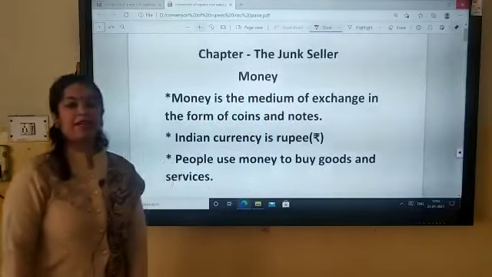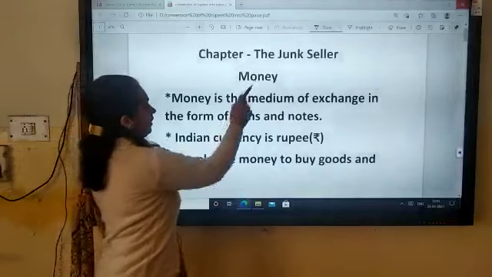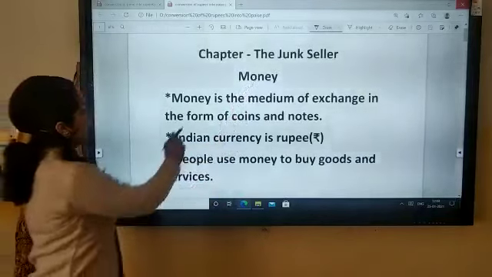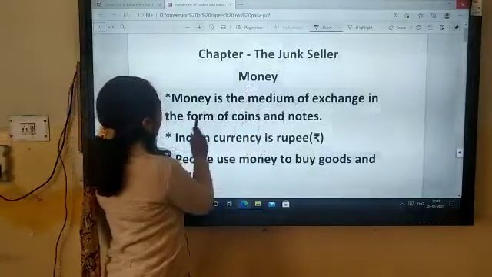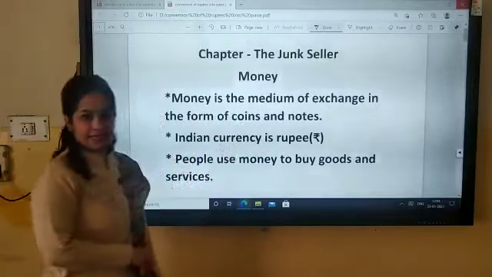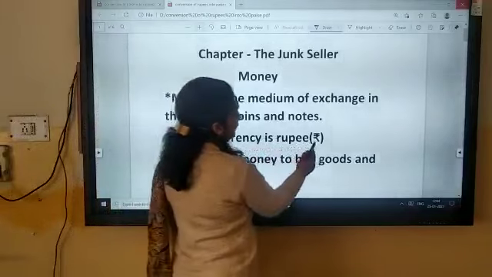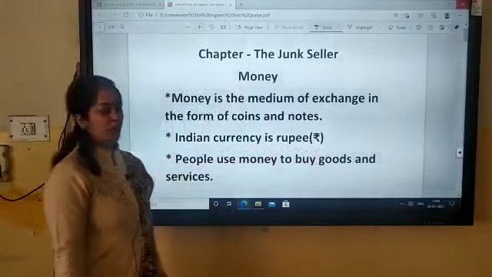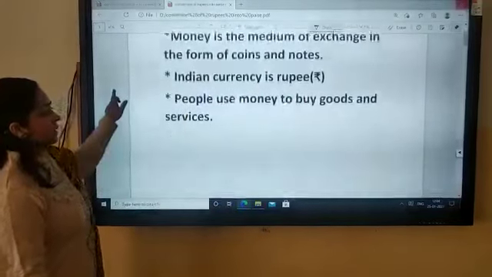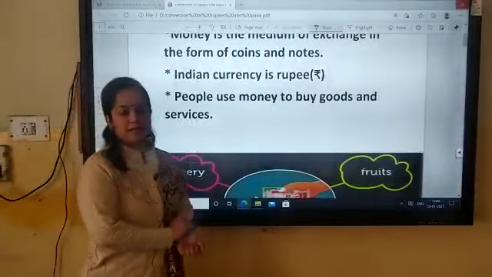In this chapter, we have learnt about money. We have learnt that money is the medium of exchange in the form of coins and notes. Indian currency is rupee, and this is the symbol of rupee. People use money to buy goods and services.